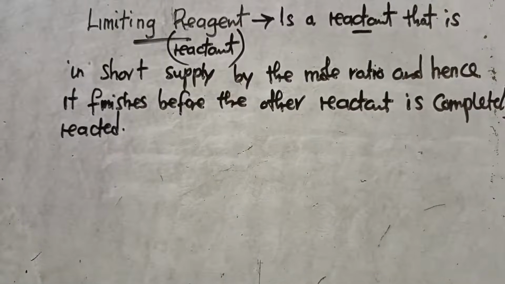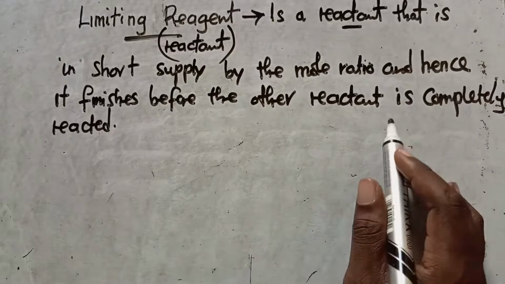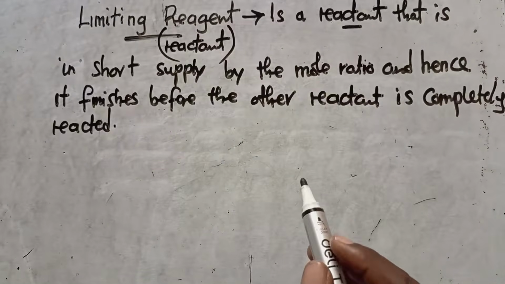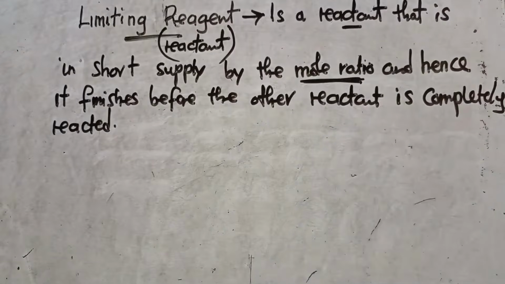This is what you need to understand. This is a limiting reagent. We are saying that it is a reagent that is in short supply by the mole ratio, and hence it finishes before the other reactant is completely reacted. Which word have I used here? Mole ratio.